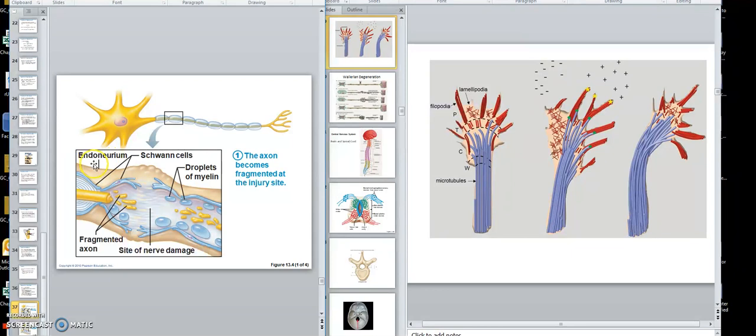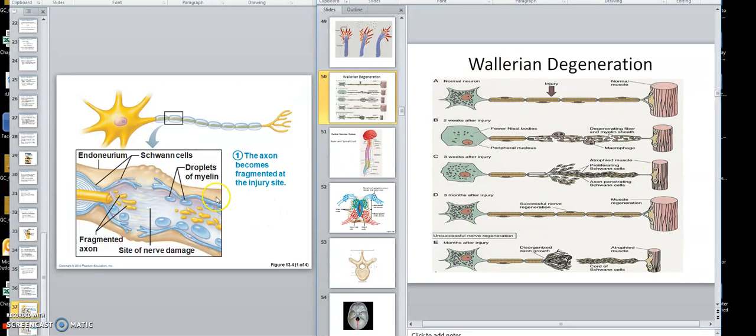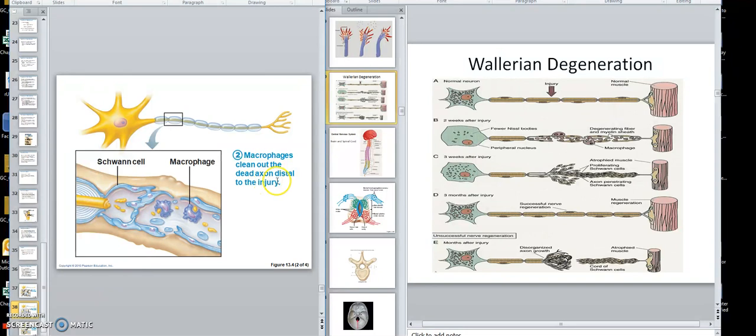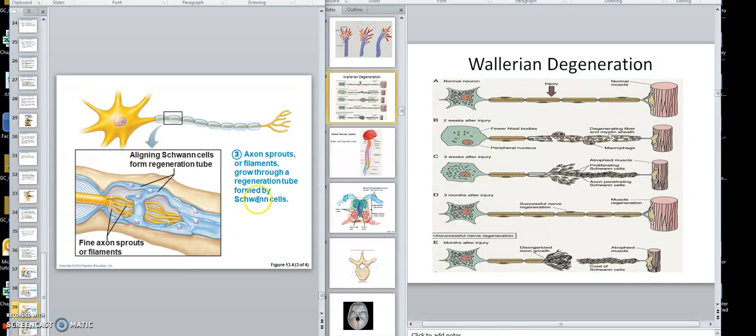The endoneurium, see that endoneurium? And here's the Schwann cells. Then this thing starts degenerating on the distal. Let's go to this picture. Degenerating on the distal, droplets of myelin and so forth. The axon becomes fragmented at the injury, but on the distal aspect, not up in here, but on the distal part, because it's cut off from the nutrients of the cell body. Then macrophages clean out the dead distal of the injury, the distal again. And the axon sprouts filaments, which would be this, regeneration, and you're trying to see which ones can make it.